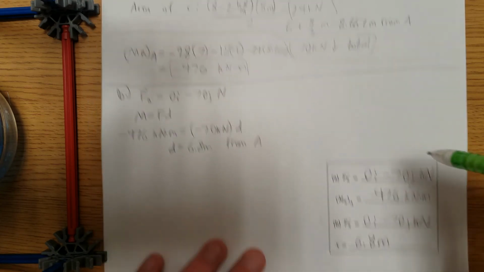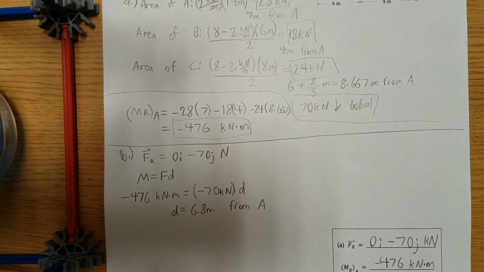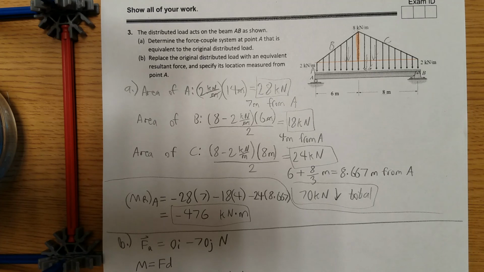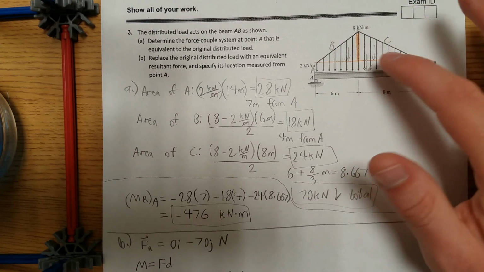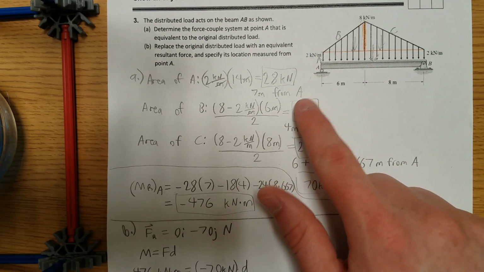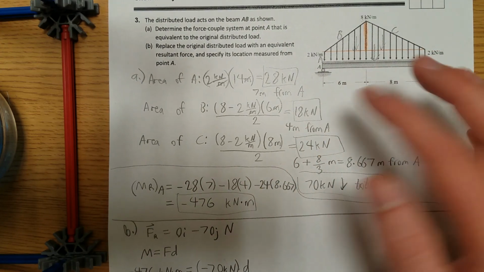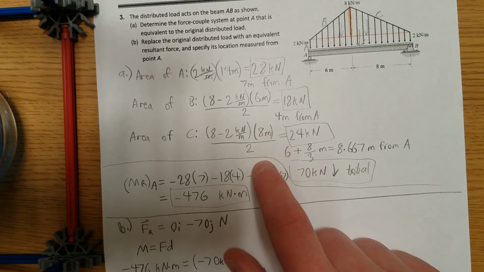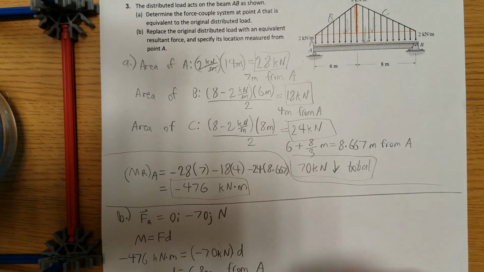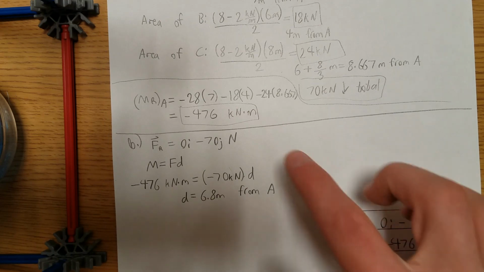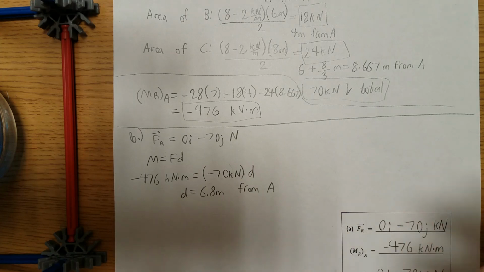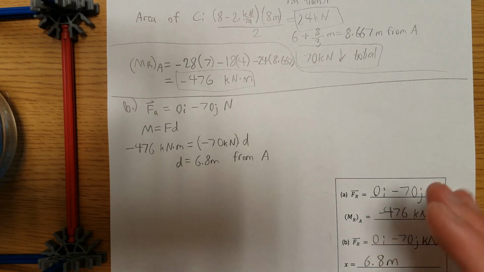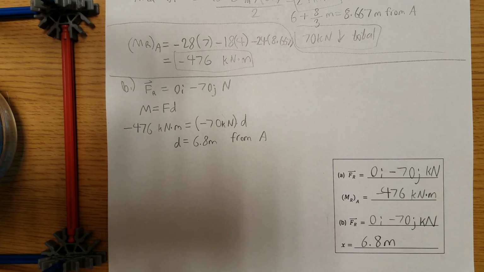And as far as I can tell, replace the original distributed load and specify its location, this should be the entire problem then. So we found what the forces were total caused by the distributed load, and we found the distances of each distributed load resultant from A to find what the moment about A was. And then using that moment about A, we divided it by the total resultant force to find out where we could replace the entire load with just one force. So I hope this all made sense.